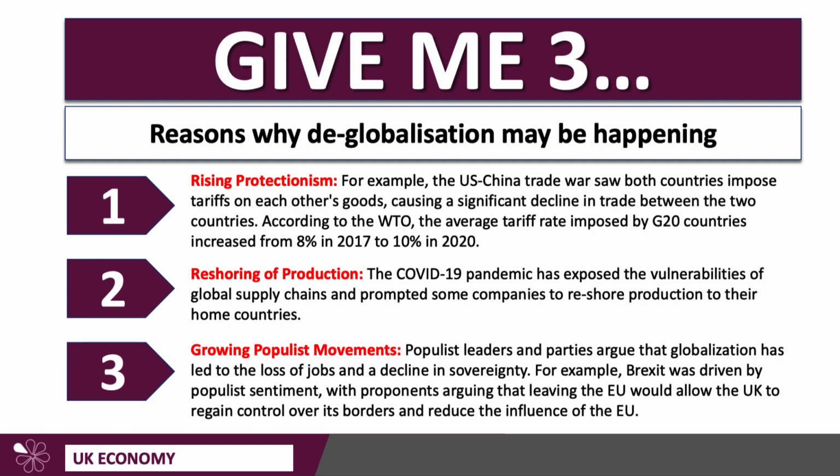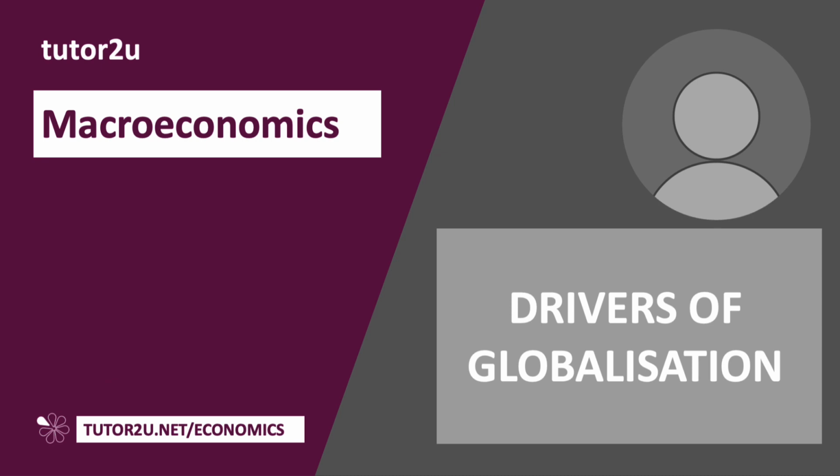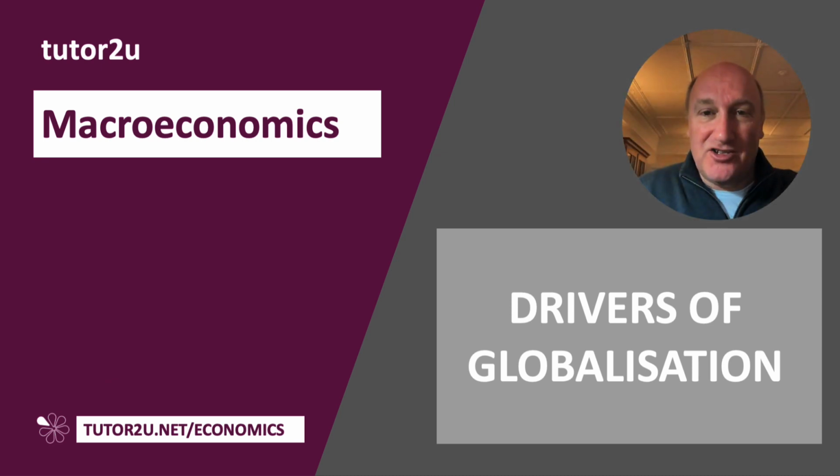And one can make an argument for saying that in 2016, the Brexit referendum result was driven in part by populist sentiment, with proponents arguing that leaving the European Union would allow the UK to establish greater control over its borders and reduce the influence of the European Union. So protectionism in terms of tariff and non-tariff barriers, reshoring of production and growing economic populism and nationalism are three factors that might be causing de-globalisation.